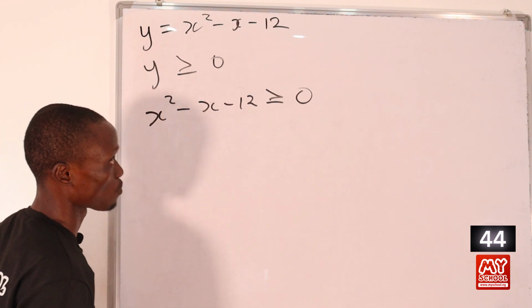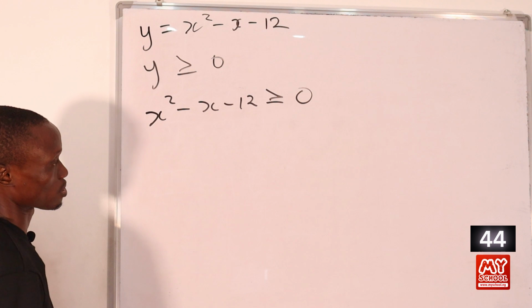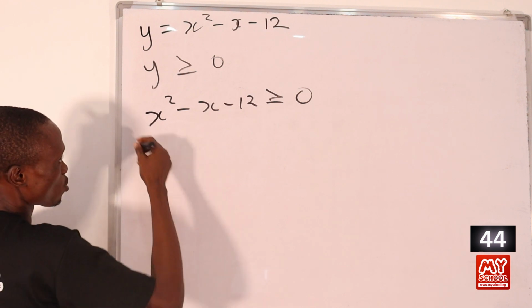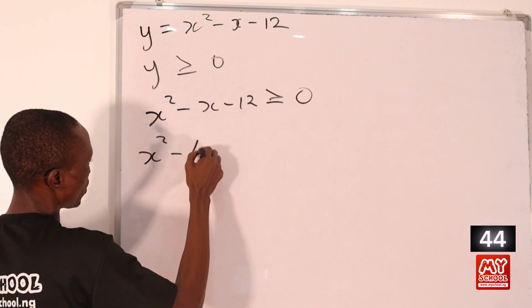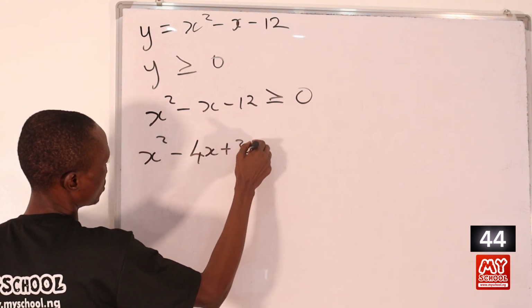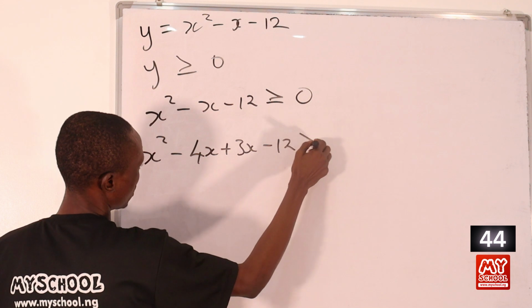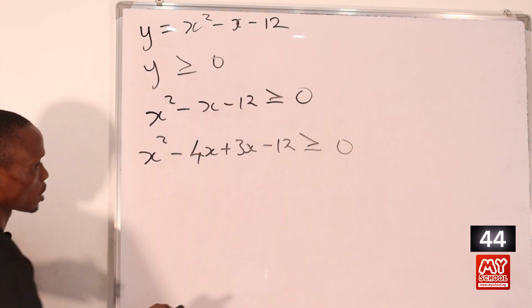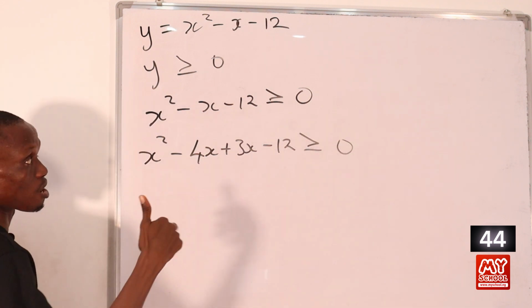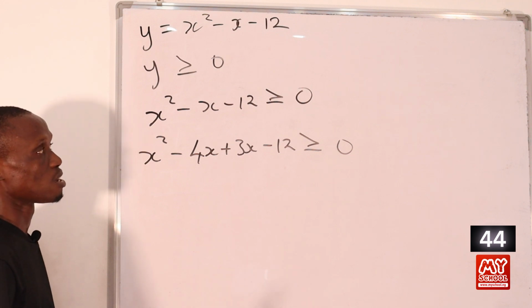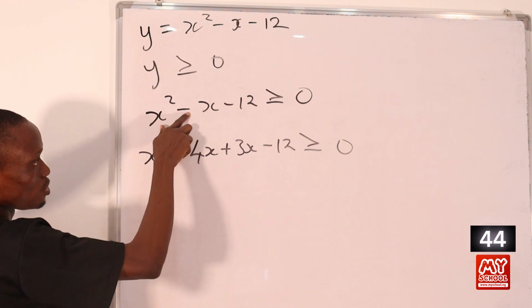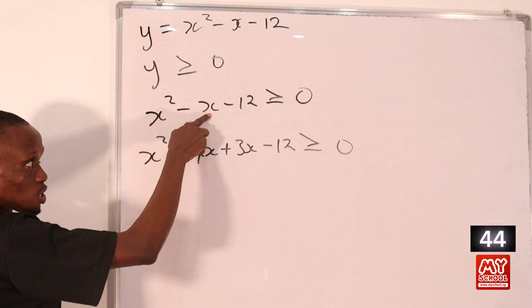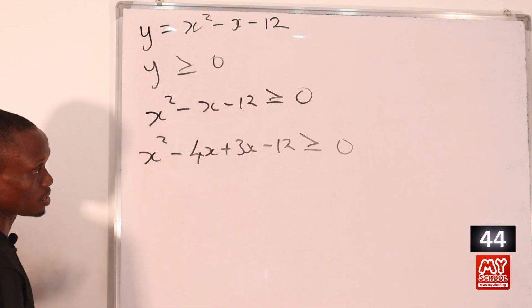So we have to solve as usual the way we solve quadratic equation. Okay, so to factorize this, we'll be having x squared minus 4x plus 3x minus 12 is greater than or equal to 0. Okay, so these are the two factors. 3 and 4 are the two factors that if I multiply them together, it will give me 12. And if I add them, it will give me what I have here, which is the coefficient of x, which is minus 1, right?